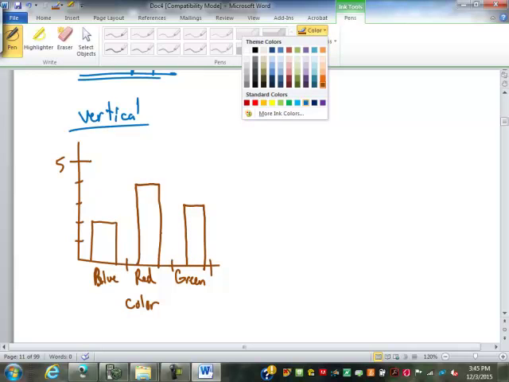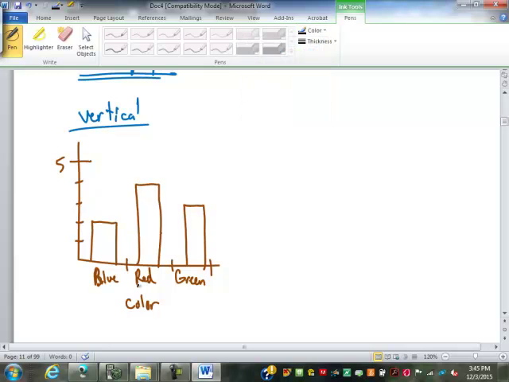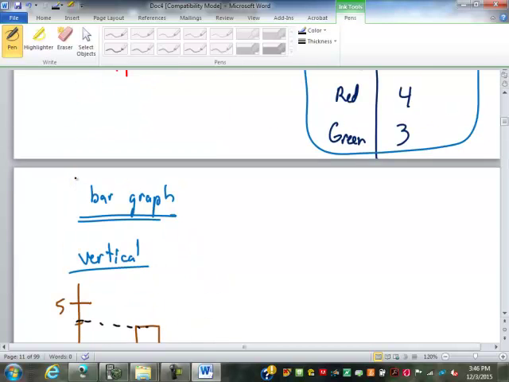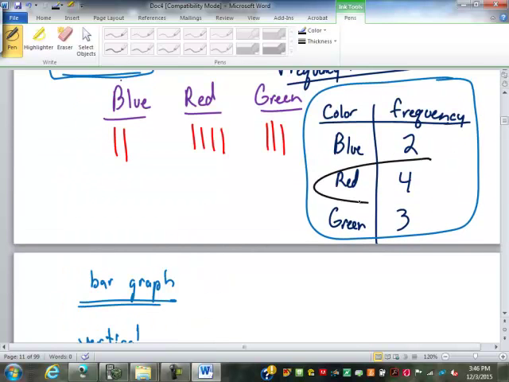And so if you're asked the question, how many people chose red? You find red, you go up to the top of the bar, you trace it over. Hey, that's 4, right? So you can find that. A bar graph is not great for that purpose, by the way. If you want to know how many people chose red, it's easier to look at the table. Hey, there's red, it's 4 people.